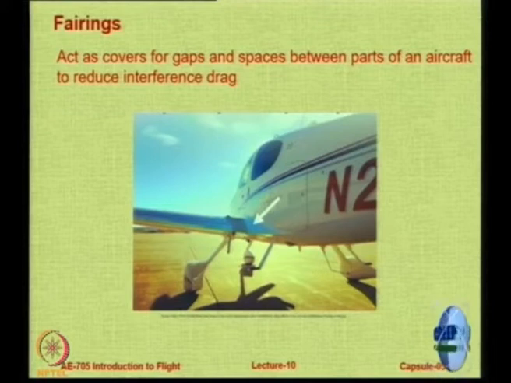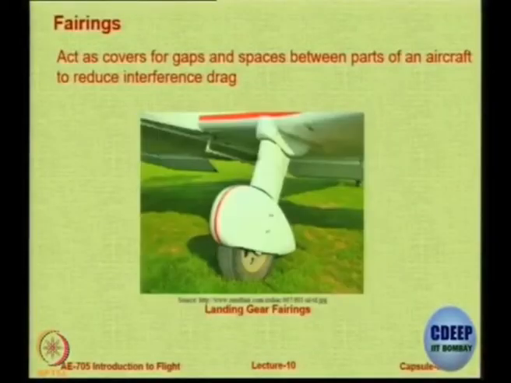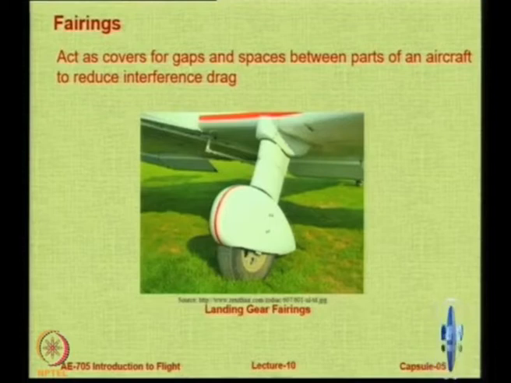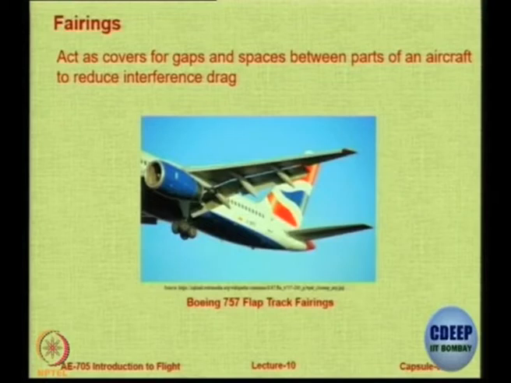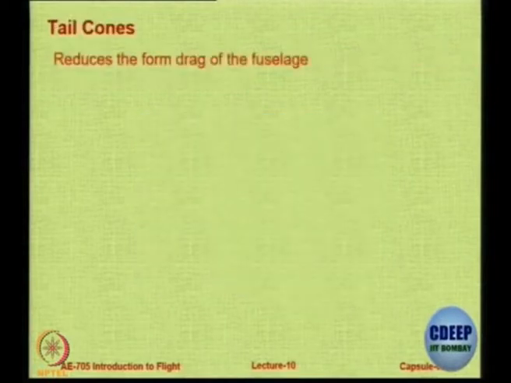Wherever there is interference of two parts, we normally provide some kind of a fairing, and the additional weight and the cost of the fairing is worthwhile because it reduces the interference drag by a very large amount. Similarly, covers and cowlings or fairings, you can see flap track fairings. These members have been given a particular shape essentially to reduce the drag. We need to have a flap track so that the flaps can move, but if you leave them exposed, they will create drag. So you normally fair them.